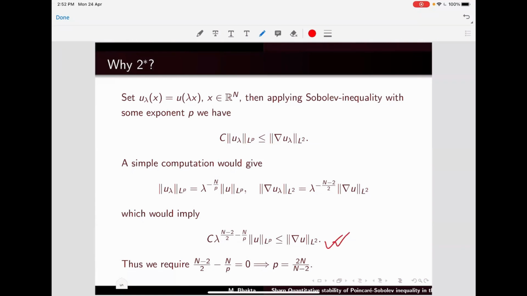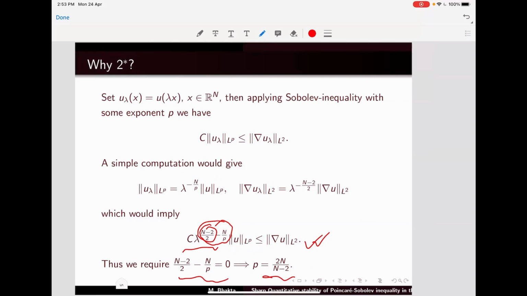But then you can easily see that this exponent must be 0. Otherwise, if n minus 2 by 2 is strictly greater than n by p, then taking lambda to infinity, this will blow up the left hand side. And if n minus 2 by 2 is strictly less than n by p, then taking lambda to 0, again this will blow up. So the only possibility, if at all such an inequality is true, is that this is 0, which implies that p has to be 2 star. That's why this 2 star comes into business.